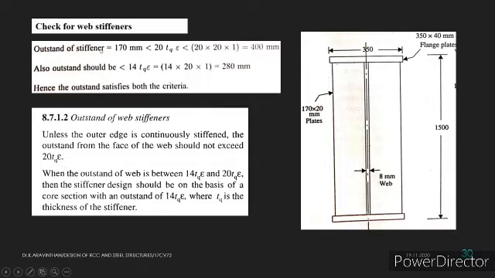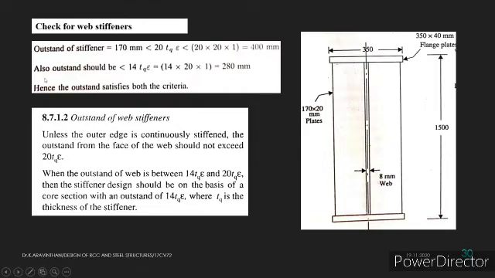The outstand of the stiffener we have provided right now is 170. The outstand of the stiffener should be lesser than 20 t epsilon, where epsilon is the factor and t is the thickness. Thickness we have provided as 20. If you multiply 20 into 20 into 1, you will get 400, which is greater than 170 mm.